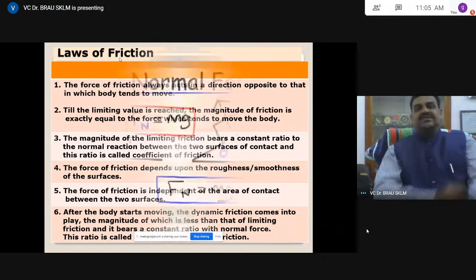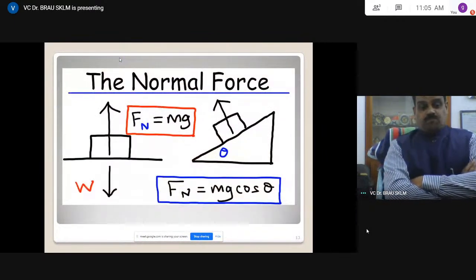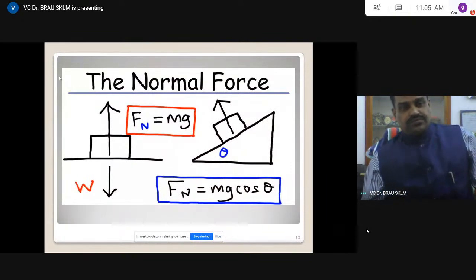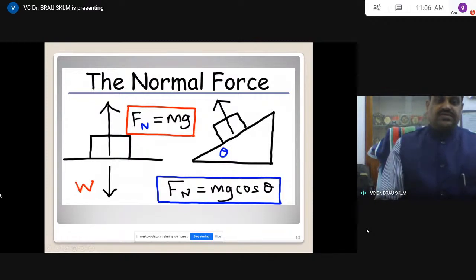Now, let us take a simple example. This is the block. I am considering a 2D problem; if it were 3-dimensional, it would be a 3D problem. One is a block resting on a plane surface, and another is the same block resting on an inclined surface making an angle theta. What is the difference?